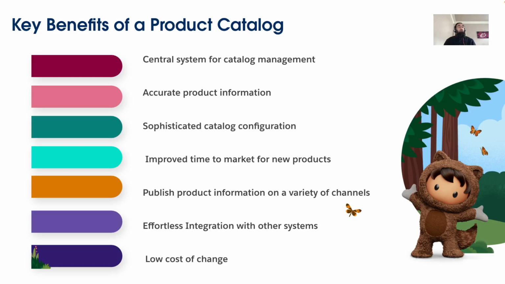Today's products can be complex. They can have complex business rules, complex pricing rules, complex bundles. So you need a sophisticated catalog configuration capability. You need to rapidly launch new products into the market. The products can change, the price can change. So it should be easy to update prices, introduce promotions, introduce new products, decommission old products, introduce new channels of sales.